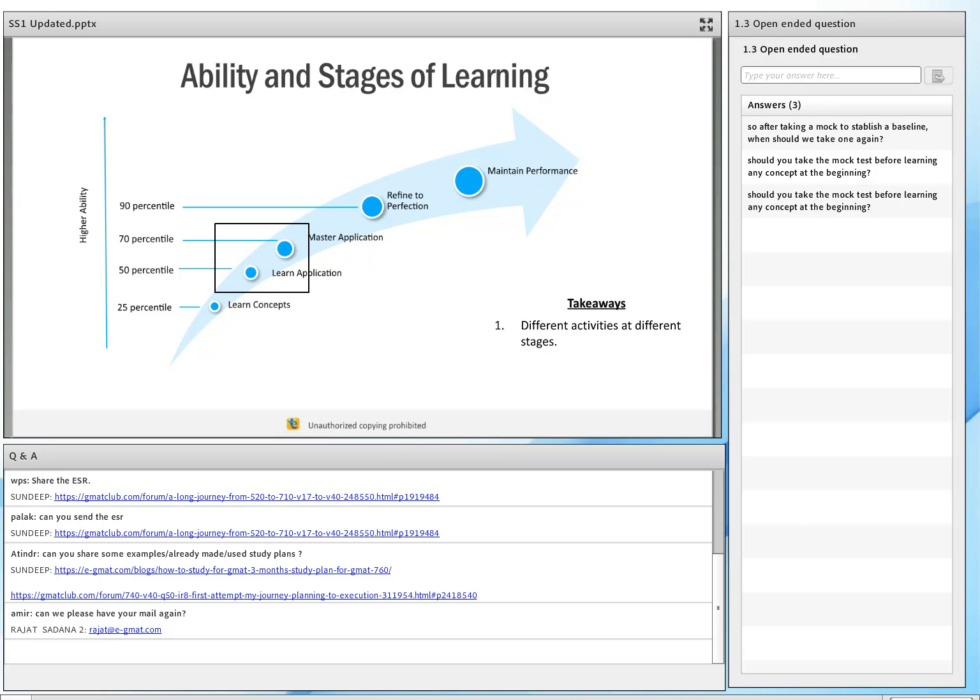Should you take a mock test before learning any concept at the beginning? Yes, you should. I think I've already answered that question, guys. You should take a mock test.